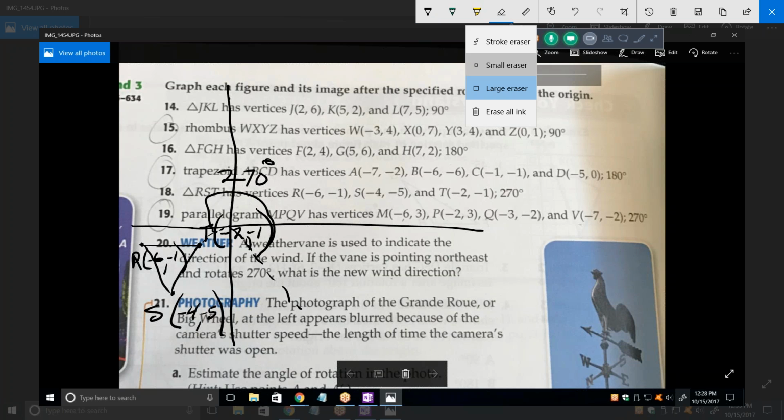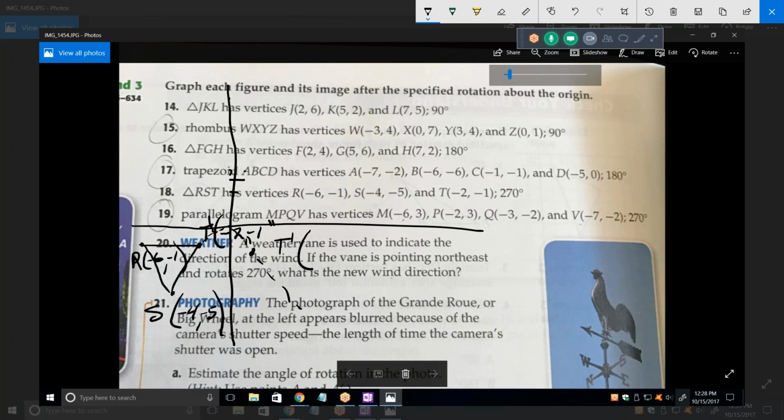Yes. Just to understand that. Okay, now let's figure out what these points are going to be. Well, let's see. My T prime goes to right here. If T was minus 2, minus 1, what do you think T prime might be? 2, negative 1. Or 1. Hard to tell, isn't it?